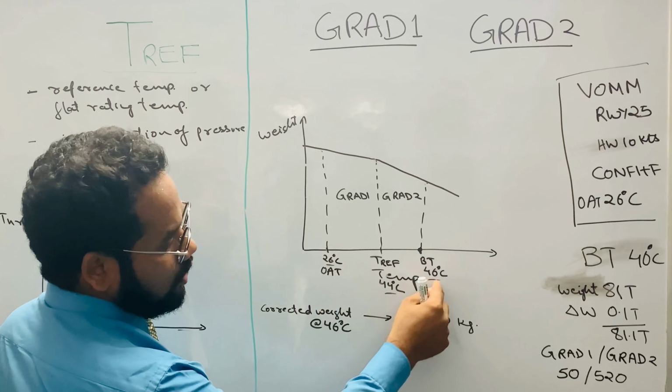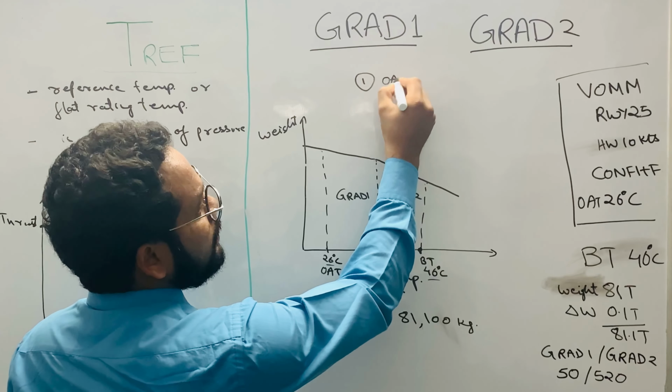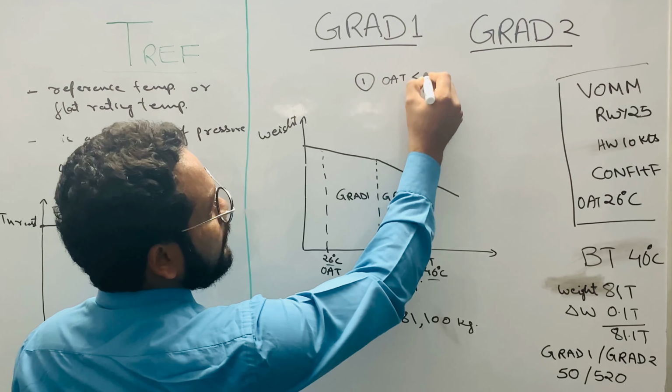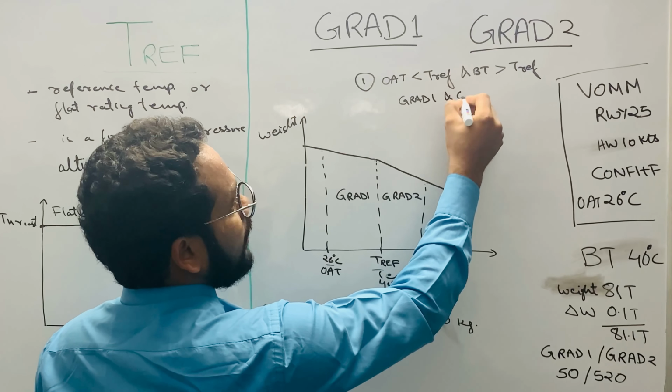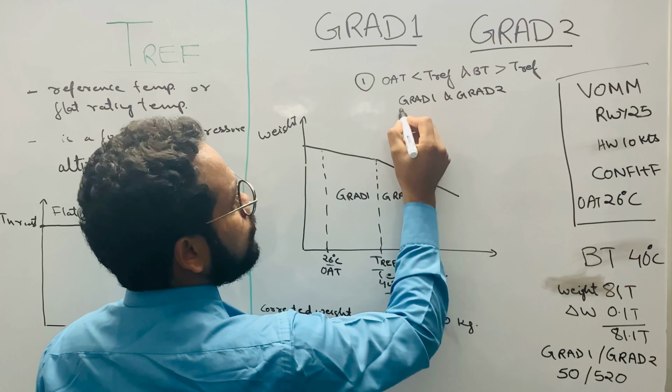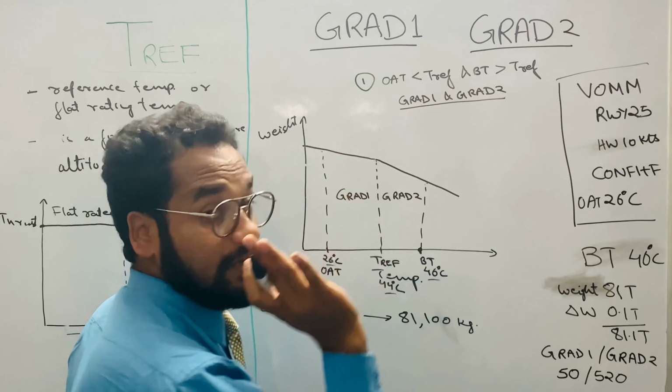So what is the first case? I am writing here, first case: if OAT is less than Tref, and the lowest temperature, which I am calling box temperature, BT, the lowest temperature on the chart in that particular column, which we are considering here, the 10 knot headwind column, is greater than Tref. So this is case number 1. In this case you have to apply grad 1 and grad 2 both. Both corrections will be applicable in this scenario.